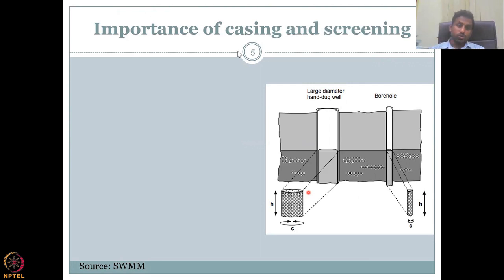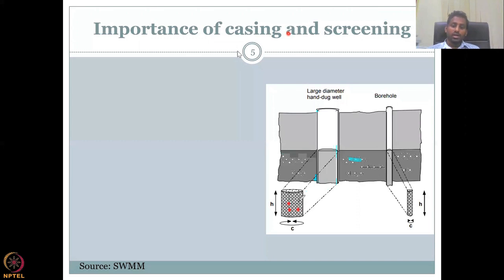So the casing is what is put on the sides of the walls of the well so that your debris doesn't move. So this rock and other things don't move. However, you want the water to move. So there are small spaces where water can move, or water can move from down up. The other part is your screening. As I said, the screen is where actual water can move into the well.